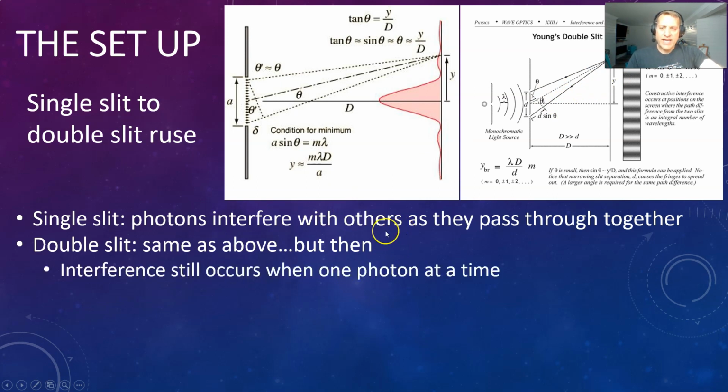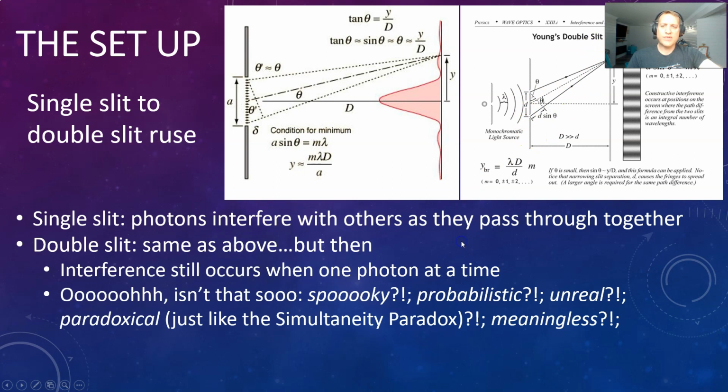Oh, but then interference still occurs when it's one photon at a time. So how do you explain that? If one photon at a time is going through this double slit, only one photon is approaching this screen where there's either one slit or the other slit, you still get the interference pattern. So how could that possibly work? And this is where they go, ooh, isn't that spooky? Isn't that probabilistic? Isn't that unreal? Doesn't that mean that photons are unreal? Doesn't that mean that existence is paradoxical, just like the simultaneity paradox? And doesn't it mean that existence is meaningless?